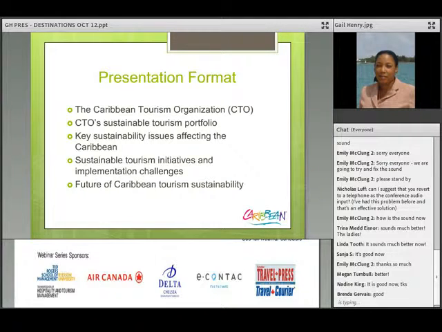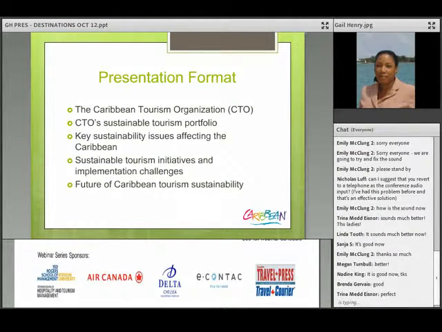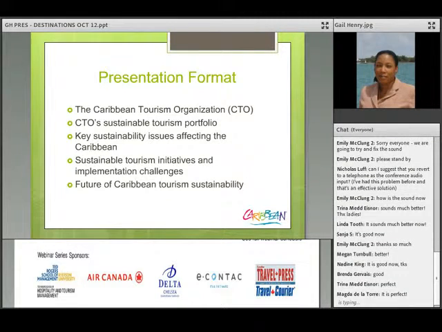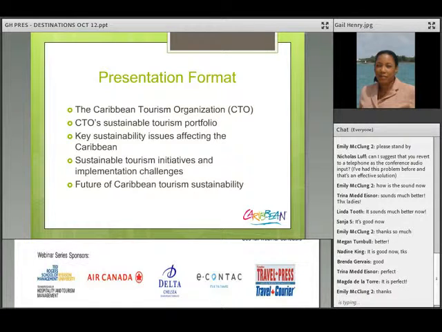I just wanted to give an idea of the presentation format. First of all, I want to give the participants an idea of who we are as an organization, the Caribbean Tourism Organization, what our services are to our members, what the sustainable tourism portfolio looks like, and then I will go into the meat of the presentation, which is looking at key sustainability issues that are affecting the Caribbean, as well as some of the initiatives and implementation challenges, followed by just a wrap-up in terms of where we go from here in terms of Caribbean tourism sustainability.